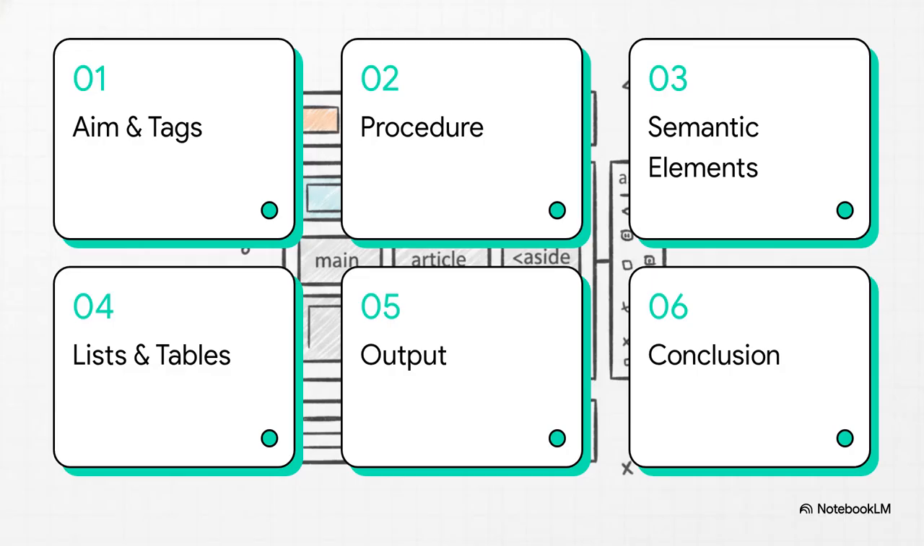Okay, so here's our roadmap for this practical experiment. We'll start with our lab aim and essential tags, then cruise right through the procedure for execution and get our hands dirty coding semantic HTML5 elements. After that, we'll look at building lists and tables, observe the output of all our hard work, and wrap it all up with our lab conclusion and results. Sound good? Let's dive in.